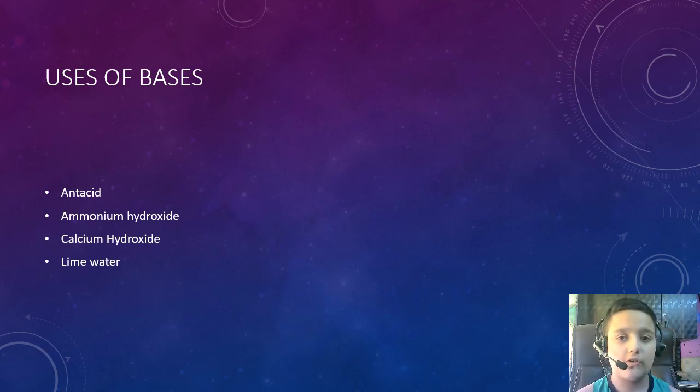And ammonium hydroxide, as you can see on my screen, is a cleaning agent, and a bitter taste is a characteristic of all bases. So ammonium hydroxide is a cleaning agent and helps us in cleaning. Calcium hydroxide is used widely in the preparation of plaster and mortar, and a water solution of calcium hydroxide is known as lime water, which I have written on my screen. So lime water is used in solutions for checking whether carbon dioxide is present or not.